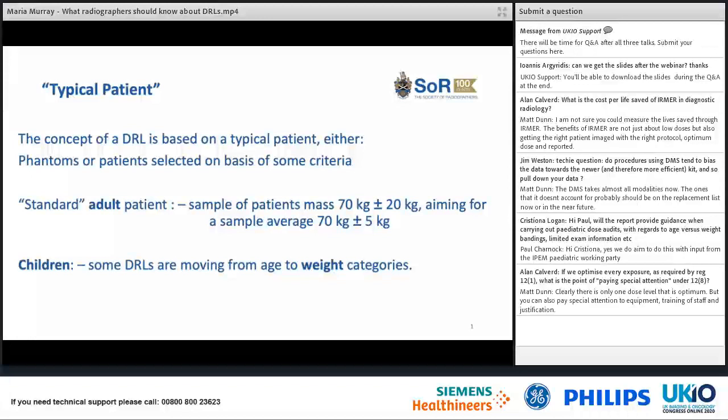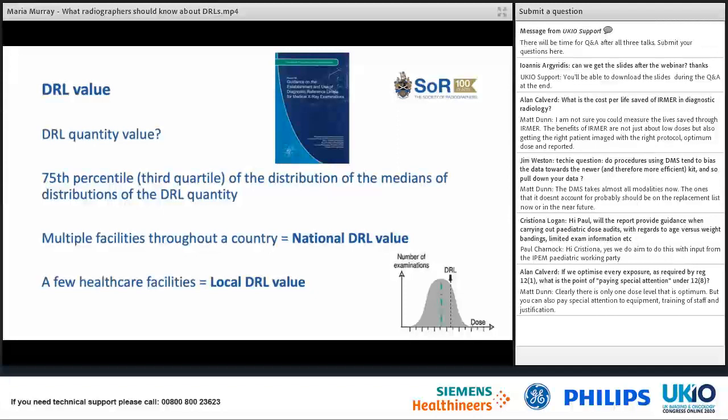What do we mean by the DRL quantity value? Now, a really useful IPEM document is Report 88. It's being updated at the moment. I'm on the working party for our organisation, but it will be useful for you to go and look at it, speak to your medical physics expert about this. But when we talk about local DRLs, we are really talking about the median of the dose distribution of doses that you give for a particular piece of equipment and over a range of patients. It's not one individual patient, okay? And when we talk about national DRLs, these are always cited as the 75th percentile or third quartile, either way. And the graph is quite clear here.